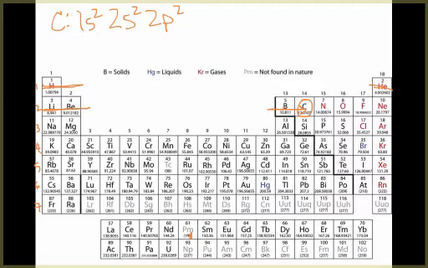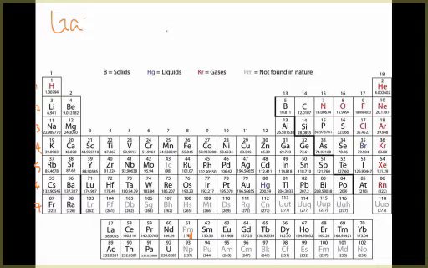Okay, I'm going to erase those marks that I just made here, and we're going to do a different one. Let's erase carbon. Okay, so now let's do gallium, because it gets a little trickier as you go through the D block or the F block.